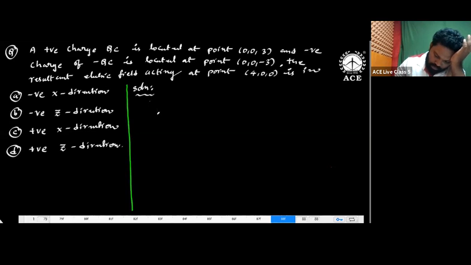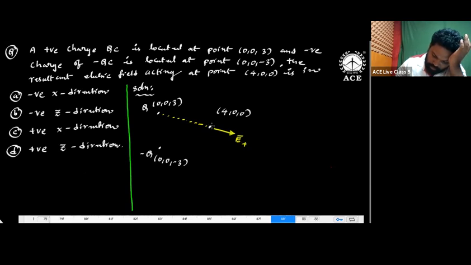There is a charge here. Charge Q is located at (0, 0, 3) and minus charge Q is located at (0, 0, minus 3). There is one more point, where he is asking, at (4, 0, 0). What is the electric field due to this one? I'll call it E plus. What is the electric field here, beta, due to that one? I'll call it E minus.